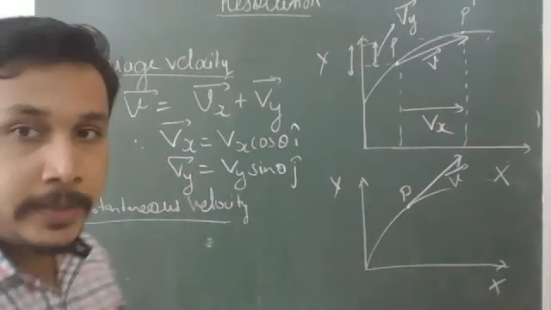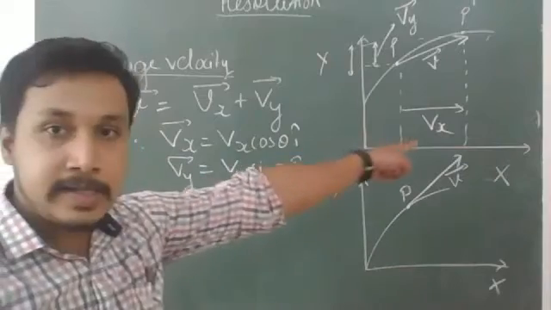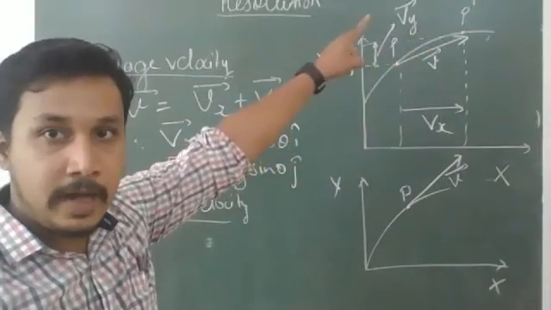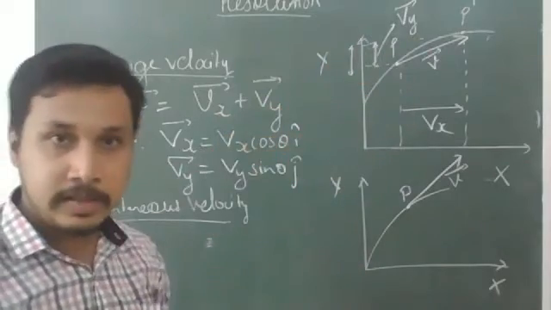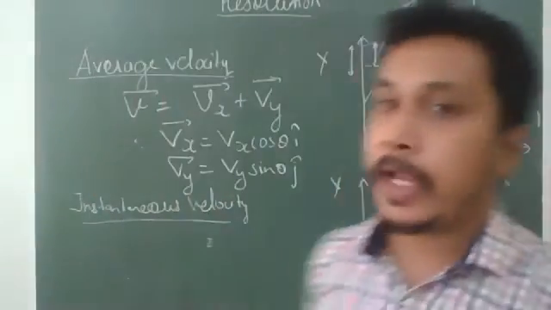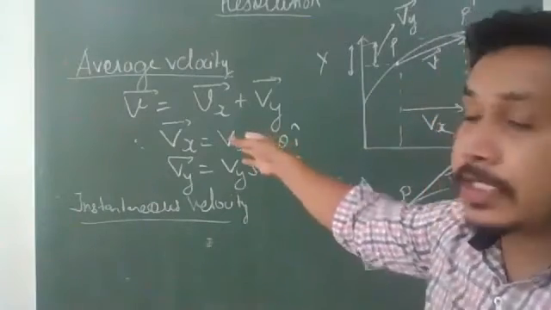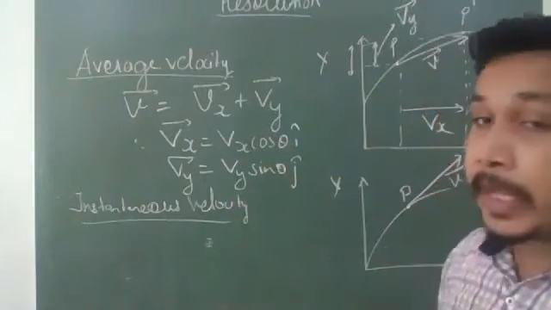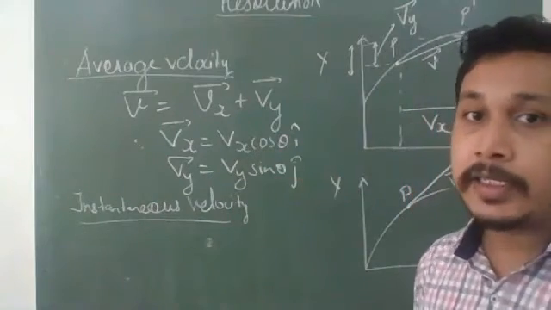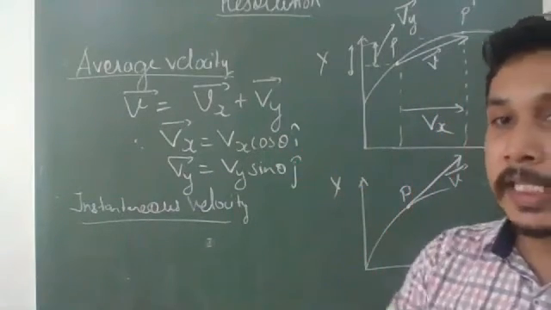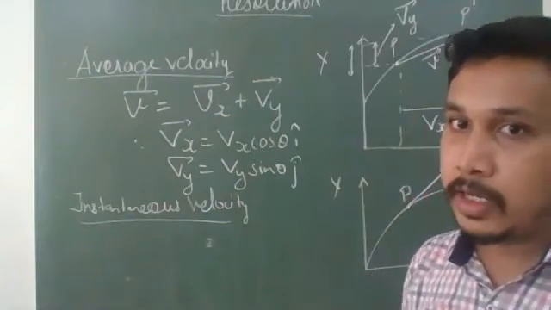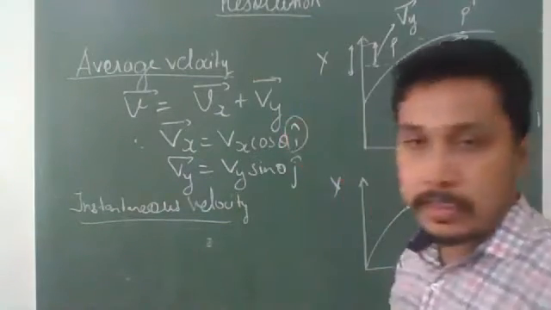Okay, on drawing the dotted line, we get on the x-axis Vx, that is the x component of the velocity, and we get Vy, which is the y component of this velocity. So we can write the average velocity in the form of x component and y component as Vx plus Vy vector, where the x component vector is Vx cos theta i cap. Here i is nothing but the unit vector which indicates the direction. This i vector is nothing but a unit vector.